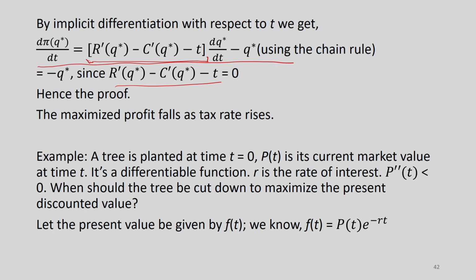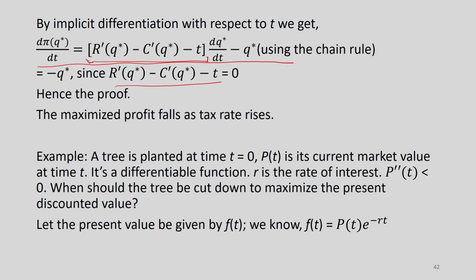This is what we were supposed to prove, that d pi q star dt is equal to minus q star. Now, this also has an implication, right. Since minus q star is a negative quantity, it basically means that as the tax rate rises, the maximized profit falls, and we are actually able to find by how much it falls. The decline is given by the equilibrium output, that is minus q star.